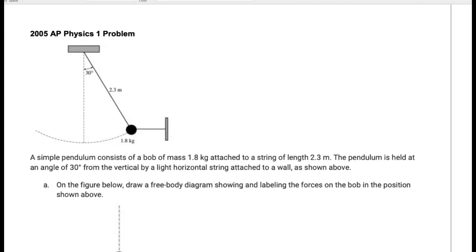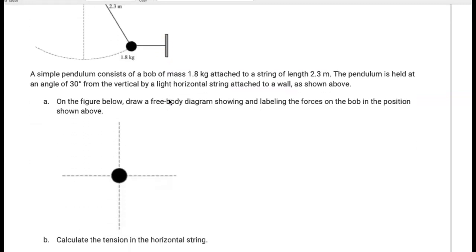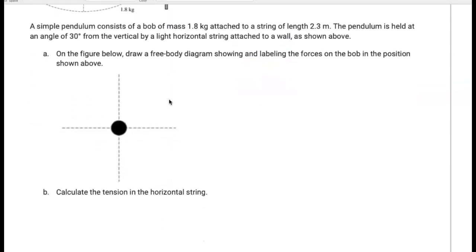Hey, it's Horner, and this is the 2005 AP Physics 1 problem. First thing that they want us to do here is go through and draw a free body diagram. So I'm actually going to draw two. One of them is the free body diagram that you're going to write right on here.